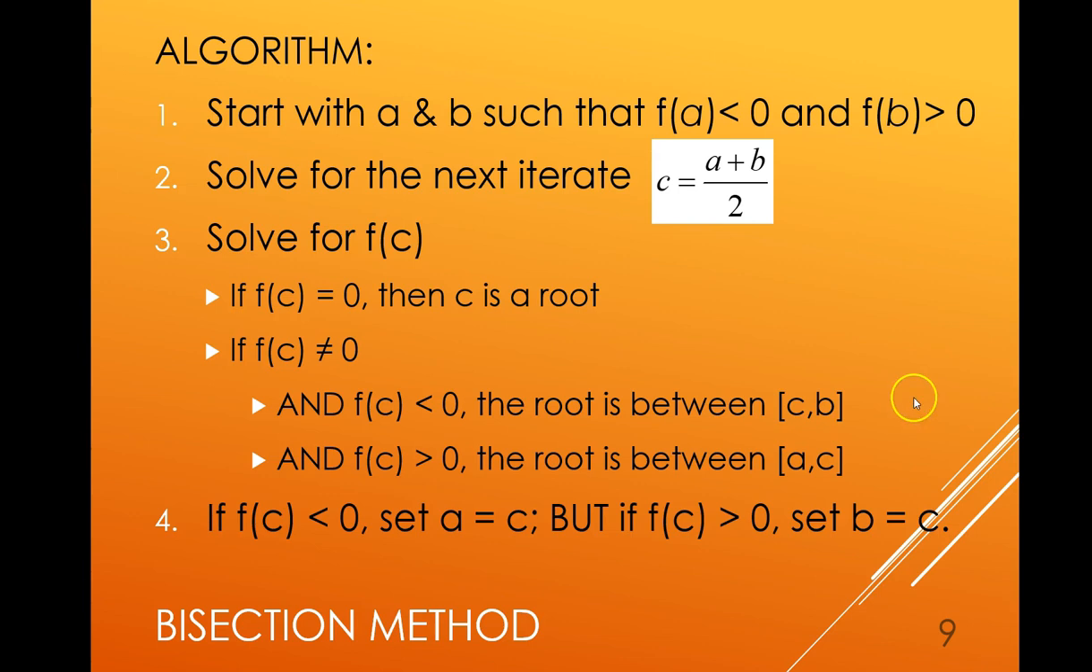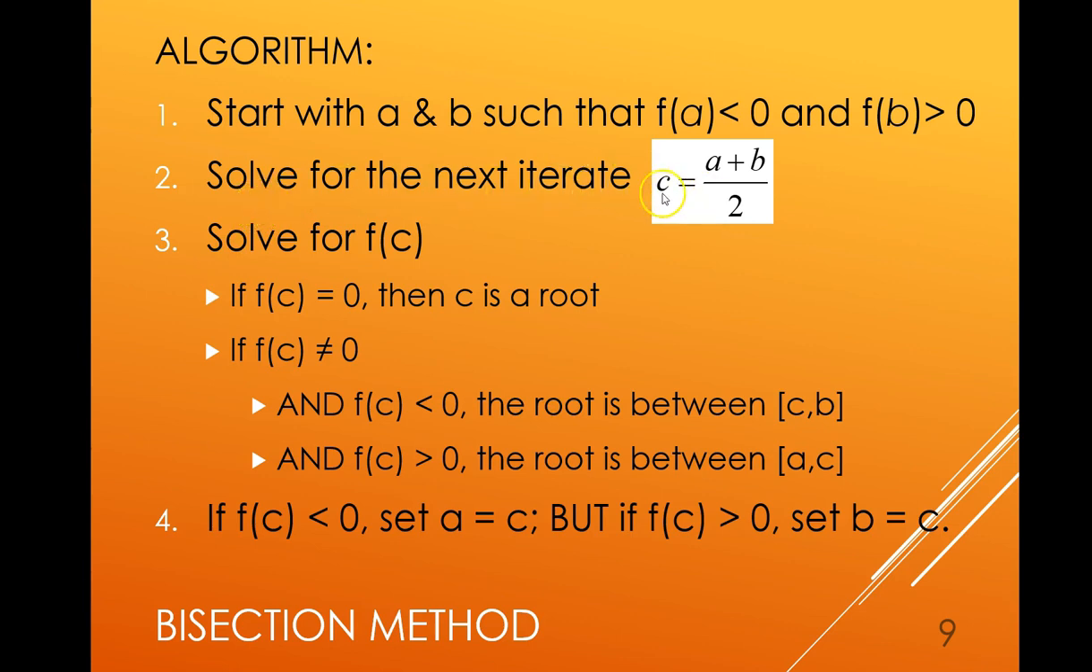So let's go to the algorithm. So first, we have to start with a and b such that the function of a is less than 0. So basically this one, they can interchange. And then function b is greater than 0. But then for convention, what I usually use is that the one that gives us a negative value is a, and then the one that gives me a positive value is b. And then solve for the next iterate.